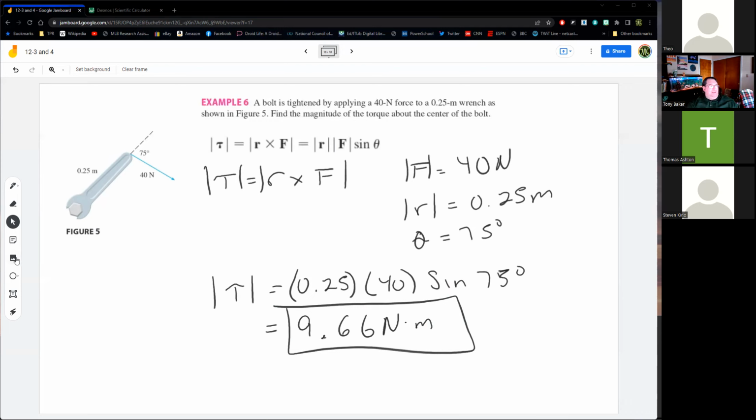So the actual example goes, this is only true if the bolt is right threaded, because we'd be pulling downward. If I was going the other direction, my angle would be different, because it wouldn't be 75, it would be 105, because it'd be the angle on this side. And that's it. That's cross product and dot product.